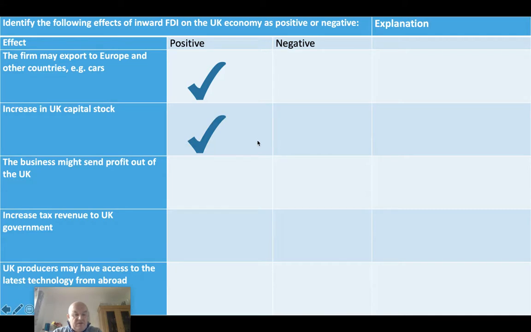Increasing the UK capital stock, in terms of capital stock, that's the amount of money that's available for investment, and clearly if that increases, then there's more money available, and that is going to be an encouragement for further FDI. Businesses sending profits out of the UK, clearly not a good thing. That's going to be a negative. Increasing tax revenue to the UK government, that clearly would be an effect of inward FDI to the economy, and whether that's positive or not, well, it clearly would be positive. What about the last one then?